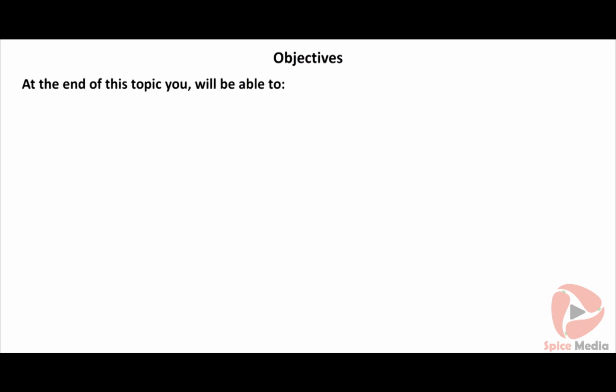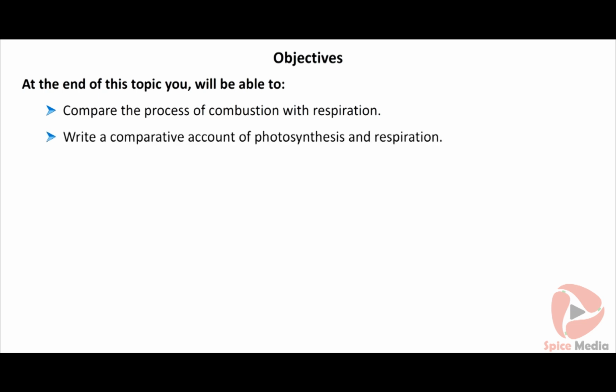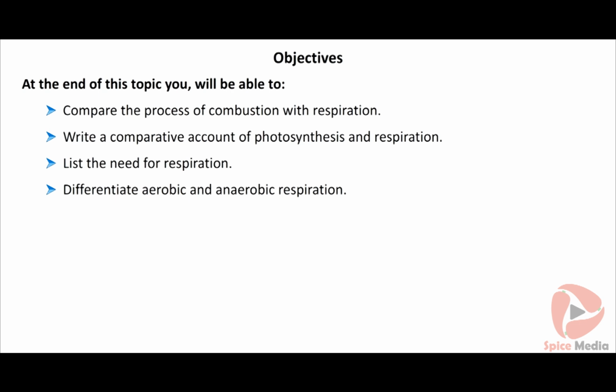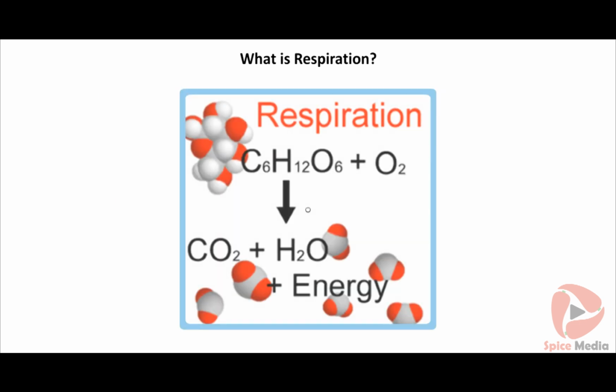At the end of the topic, you will be able to compare the process of photosynthesis with respiration, write a comparative account of photosynthesis and respiration, list the need for respiration, and differentiate aerobic and anaerobic respiration. Living organisms need energy to perform various metabolic activities. Do you know from where organisms derive their energy?